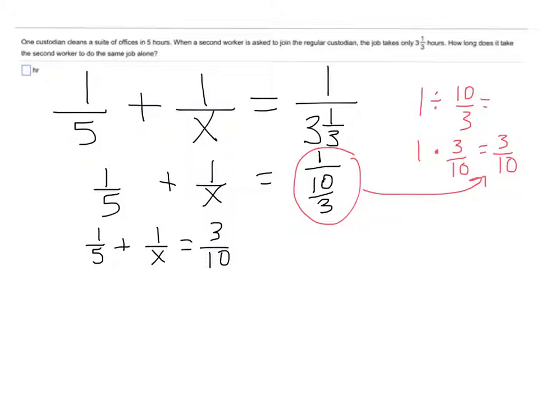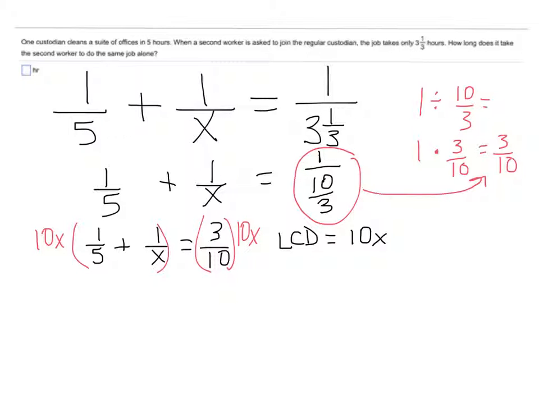Now, in order to solve this, I need my x to not be in the denominator. So I'm going to have to find the LCD, least common denominator, for these three denominators. My denominators are 5, x, and 10. For 5 and 10, the least common denominator is just 10. 10 is a number that both 5 and 10 will divide into evenly. But I also need an x, because x won't go into 10 evenly, but it'll go into 10x evenly. So that's when I'm going to multiply everything by 10x.